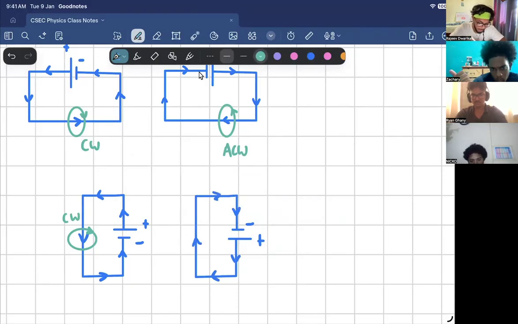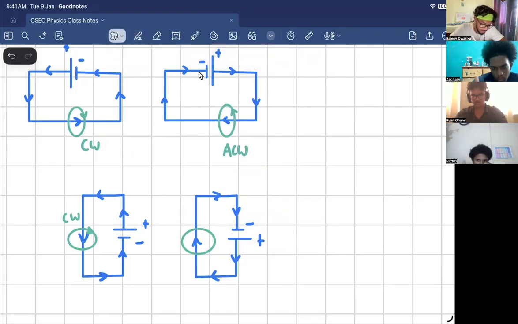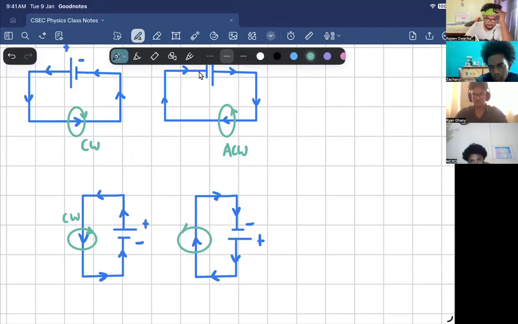Cool. I want you guys to tell me the direction of the magnetic field over here. Zachary, Ryan, and Nikolai, do that for me. Anti-clockwise. Everybody agree with that? Because the current is going up, and if you look at how it's curling, it's curling in this direction, which is anti-clockwise.